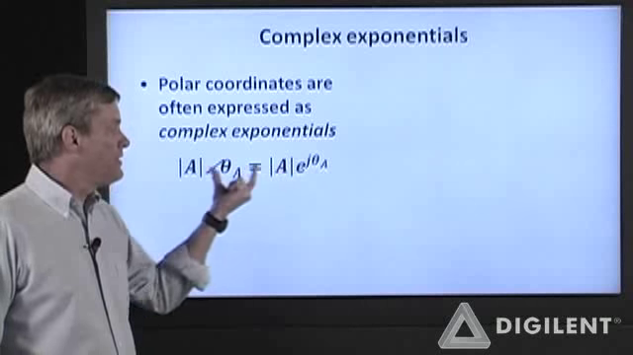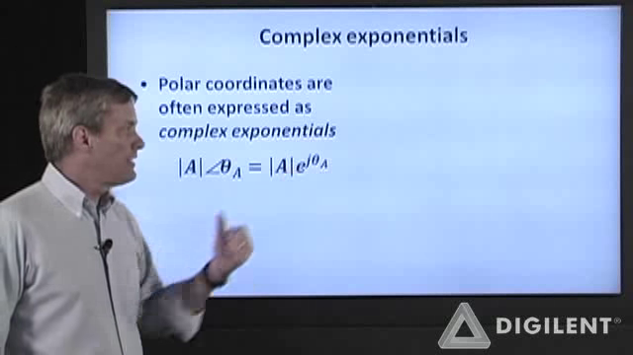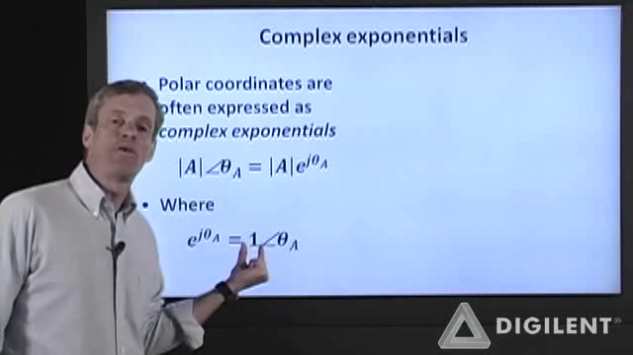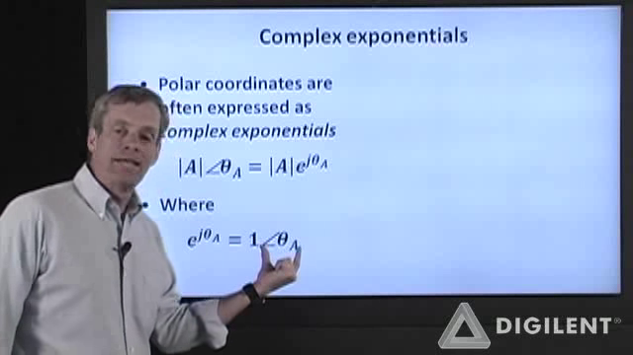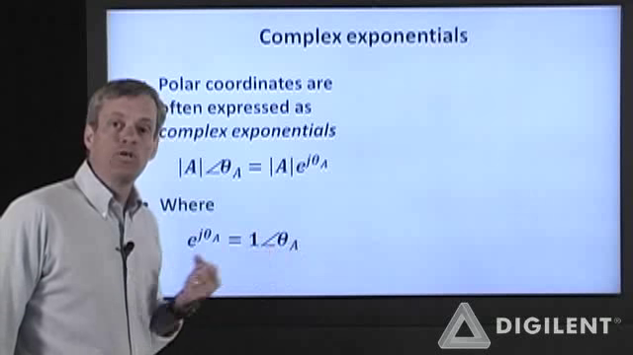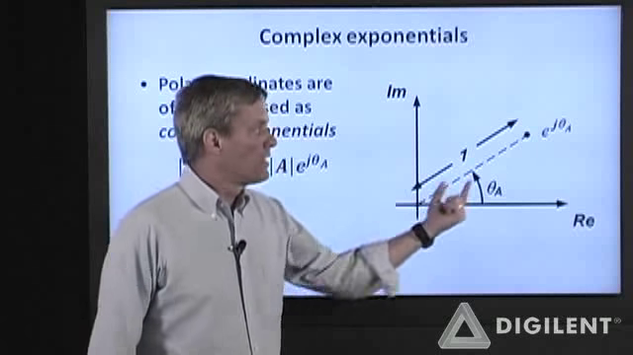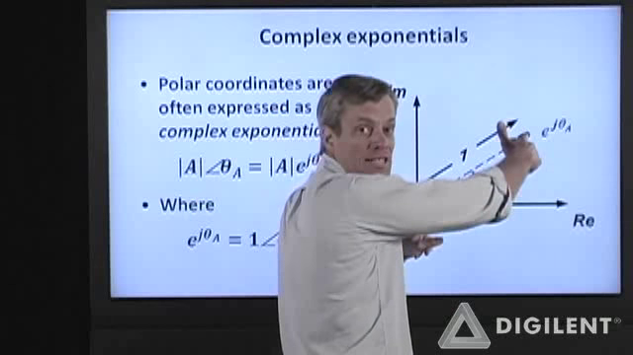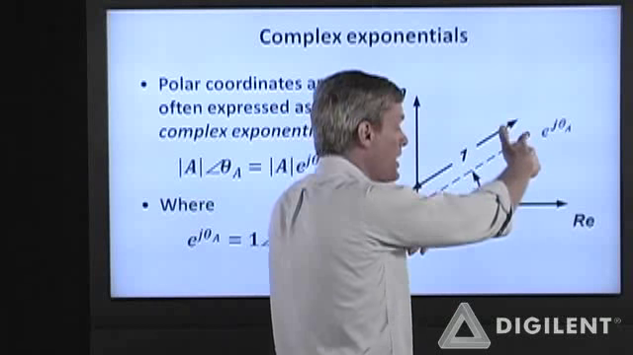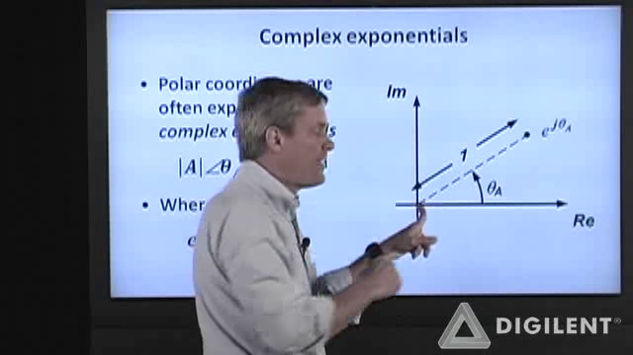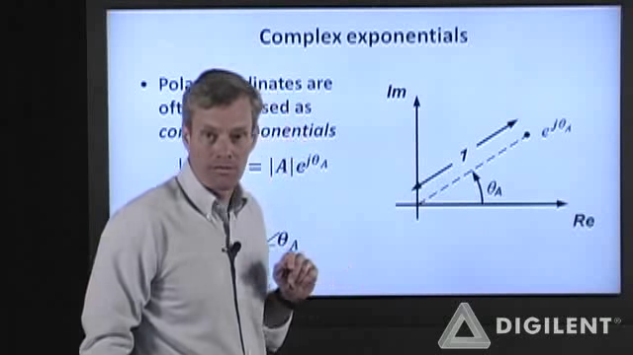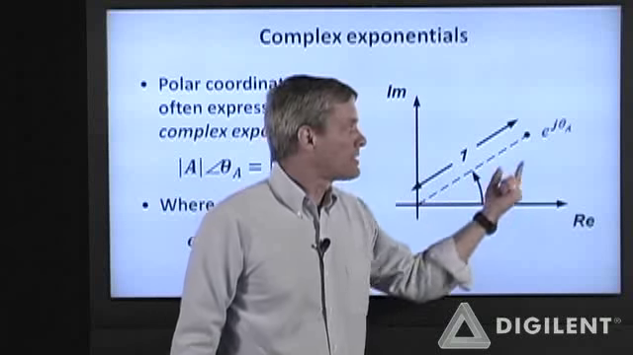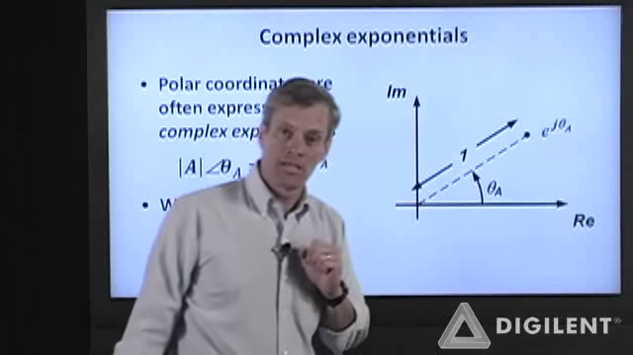So, comparing these two, e to the j theta sub A is therefore essentially defined as something with a magnitude of 1 and an angle of theta sub A. So graphically, okay, e to the j theta sub A is a unit distance away from the origin, and it is at an angle theta sub A from the real axis. Okay? So we're now representing a complex number using complex exponentials.